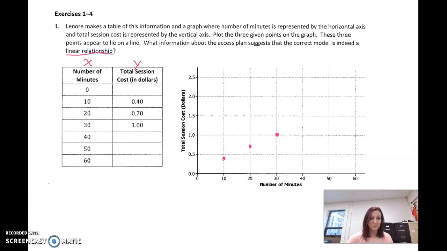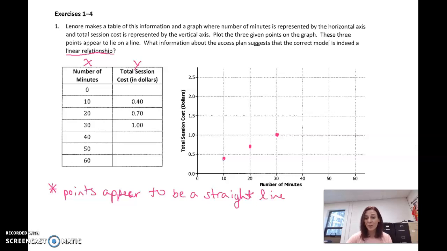Okay, so first of all, we're going to say points appear to be a straight line. Okay, that's the first giveaway, right? Can't tell exactly because, again, we're approximating. Something else. We are right here. Remember, we are at 0.40, right? 0.4. And then we went up to 0.7. Sorry, I'm writing so small and it's messy here. Okay, so we're going 0.4 to 0.7.